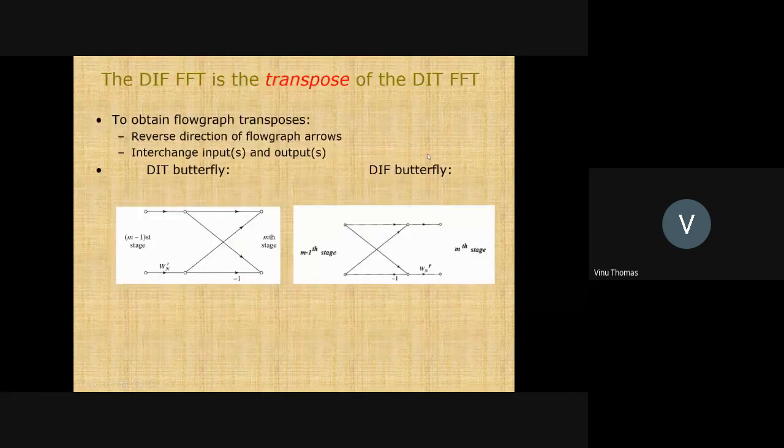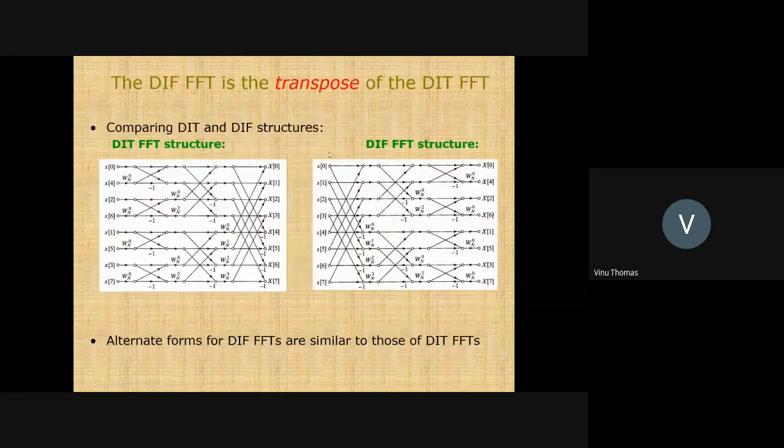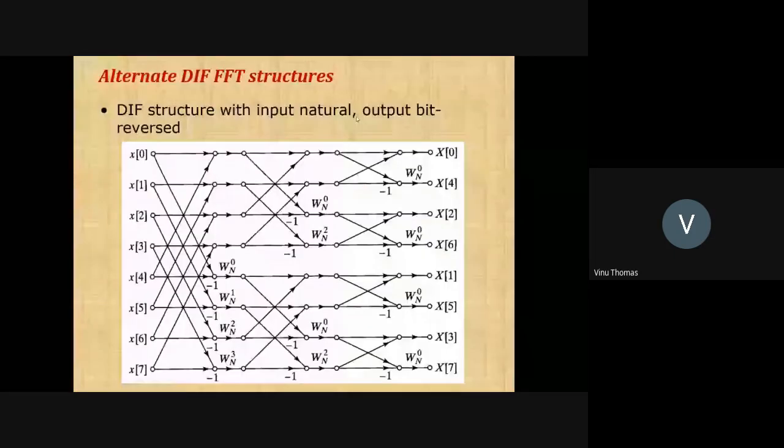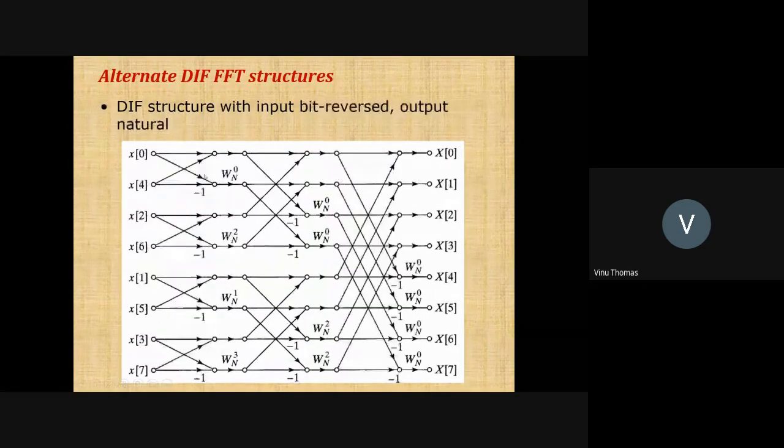So before discussing all this, let me look at alternate DIF FFT structures. This is the DIF FFT structure with the input in the natural order and the output in the bit reverse order, which is what you have seen. Now the DIF structure with the input in the bit reverse order and the output in the natural order.